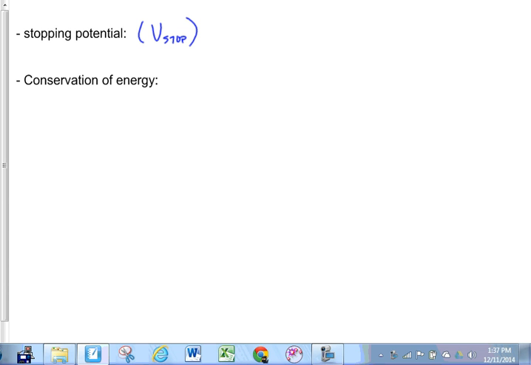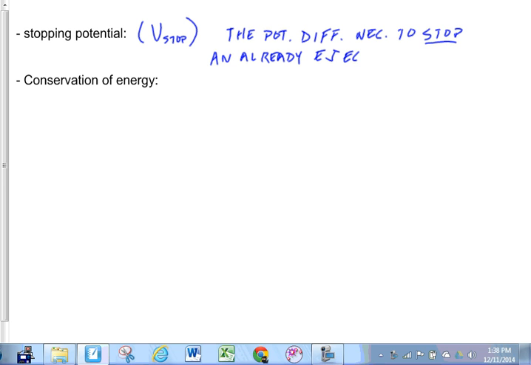Once an electron has been ejected, it's moving, right? Certain kinetic energy. You can cause that electron to speed up or slow down. We did that back in Unit 2 with electricity. If you introduce a potential difference, you'll cause that electron to either speed up or slow down. We want it to slow down. In fact, we don't just want it to slow down, we want it to stop. So the stopping potential is the potential difference necessary to stop an already ejected electron.